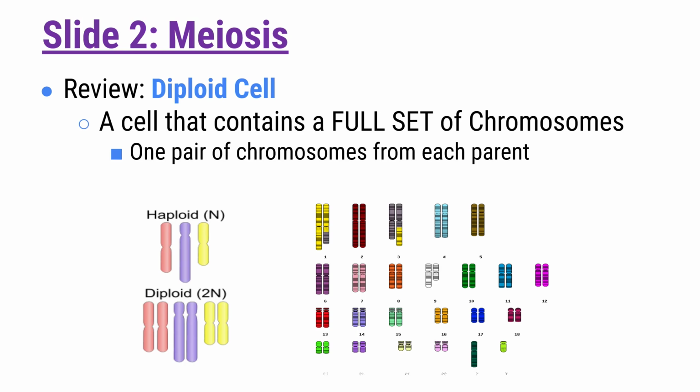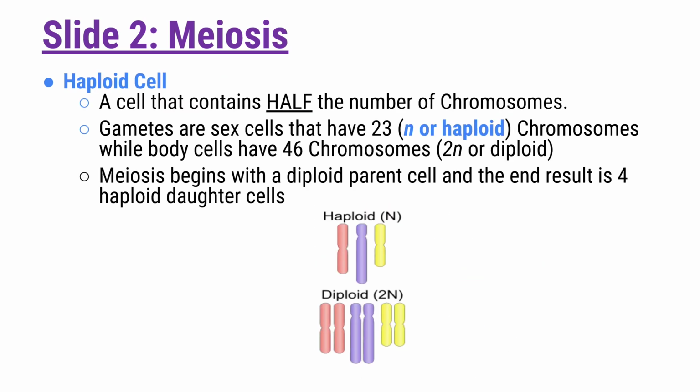Okay, so review of a diploid cell. So a cell that contains a full set of chromosomes. And so there's one pair of chromosomes from each parent in those diploid cells. And then you can see on this top area, haploid only has one half. So again, haploid cell, that's a cell that contains half the number of chromosomes. The gametes are sex cells that have 23 chromosomes, while the body cells are going to have 46. So there's that N and 2N that we talked about. So meiosis begins with the diploid parent cell, and then the end result is 4 haploid daughter cells.